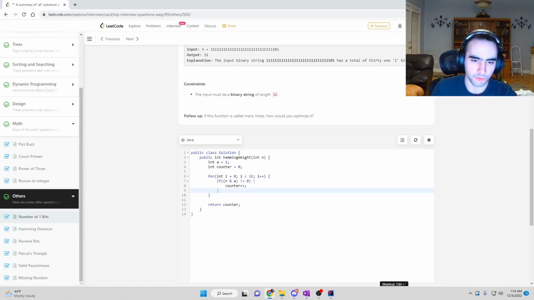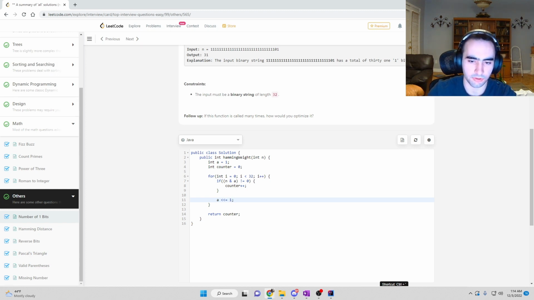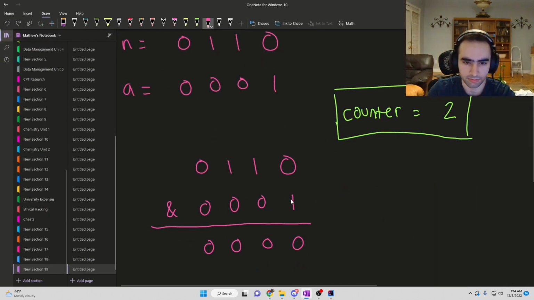Well, there's two ways that we can do this. The cool way would be a <<= 1. So what this means is we're going to shift everything to the left by 1 bit. Okay? So what that's going to do is shift this 1 here, shift the 0 here, shift the 0 here, okay? And it's going to fill the last bit with a 0. That's what that's going to do.